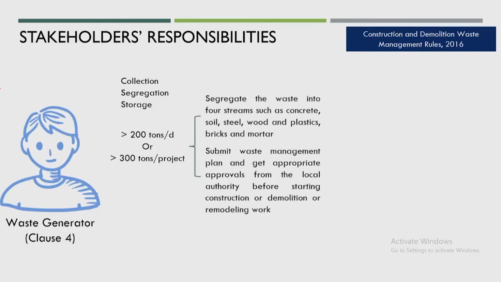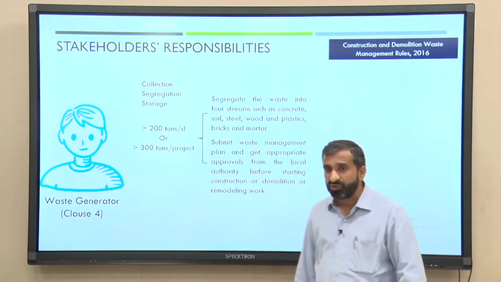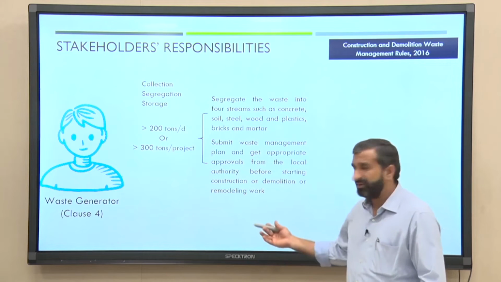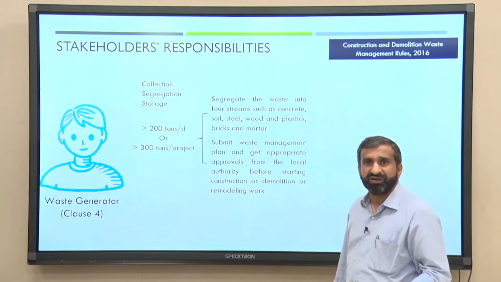Okay. And what are their other responsibilities? Segregate the waste into 4 streams such as concrete, soil and others, steel, wood and plastic, and brick and mortar. Likewise, in the 4 streams, they have to segregate the waste, submit the waste management plan, and get appropriate approval from the local authority before starting construction, demolition or remodeling work. And this waste generator could be some construction industry, one particular private company, or even one particular household, which can ask the authority to segregate the waste, and the local authority should also provide storage to those household people.